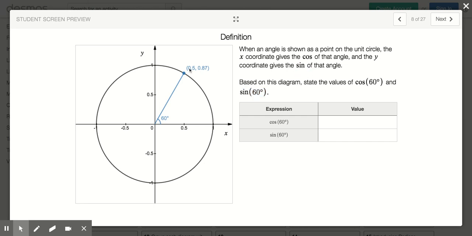And what we see here is that our x coordinate is our cosine and our y coordinate is our sine. So instead of typing this on a calculator, you could just look at the unit circle, and that's what we're doing here. So the thing that's tricky about this is that our cosine comes first. I know you guys might be used to hearing sine, cosine, tangent. For this, we're going to go cosine, comma, sine. So our 0.5 is actually our cosine, and our sine is our 0.87. So based on this diagram, we know our cosine of 60 degrees here is 0.5, and our sine is 0.87.